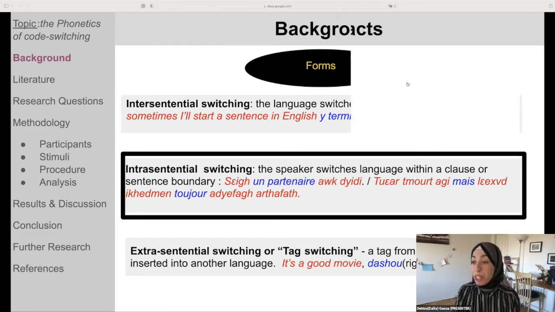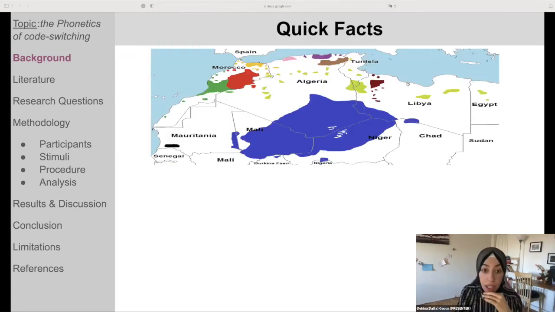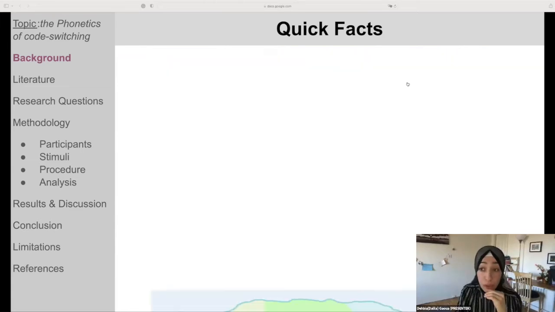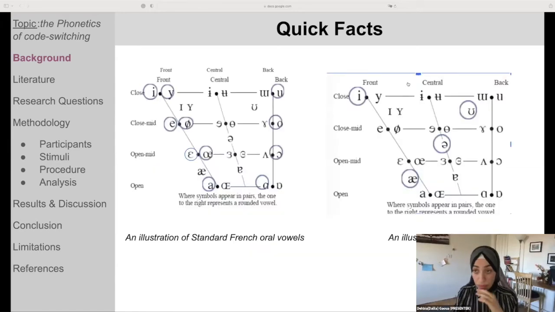In case most of you are not familiar with the language, Berber is spoken in the area shown on the map. But in this study, we focus on a variety spoken in Algeria, mainly in the big area where the circle is.